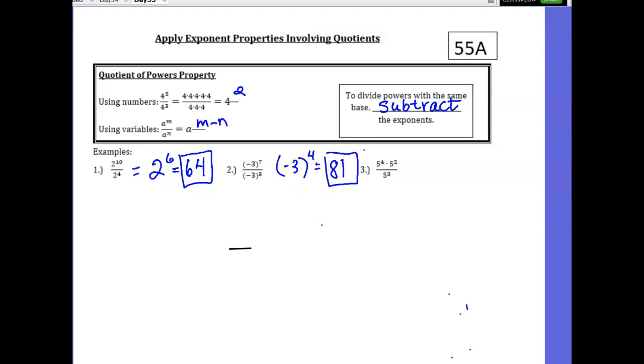All right, number 3. We're multiplying in the numerator, so we're going to go straight across. We're using the property that we learned last class. If we multiply and have the same base, you add the exponents. So 4 plus 2 is 6. So we'd have 5 to the 6th, then divided by 5 to the 3rd. Now, because we have the same bases, we subtract, and we end up with 5 to the 6th minus 3, which is 5 to the 3rd. And then we evaluate, and we get 125.